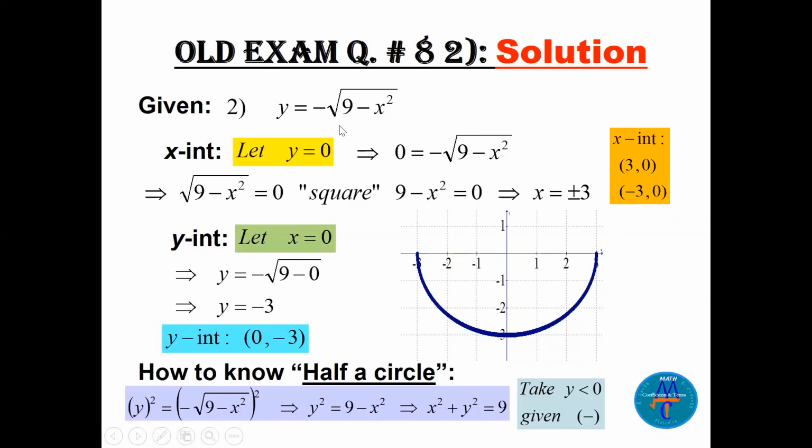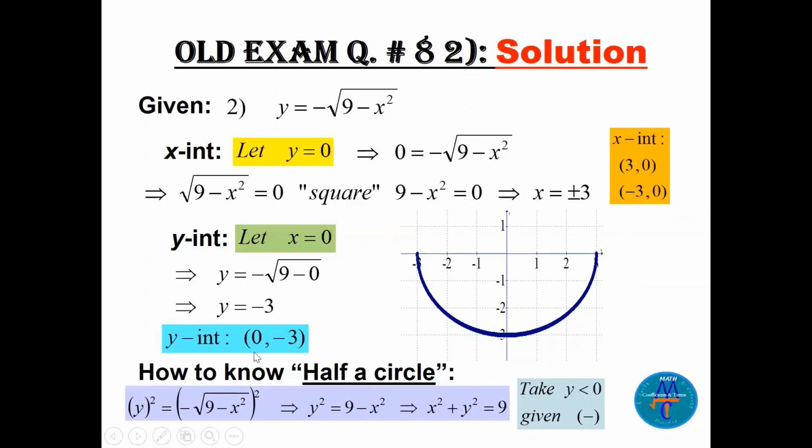Now the y-intercept, let x equal 0. So we have minus the square root of 9, which is 3. So that's minus 3. So we have another point here. How do we know this is half a circle? See, there is a big circle here, but we take only half. How do we know? I tell you here, how do we know?